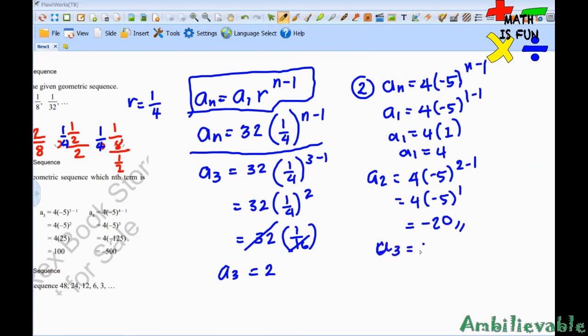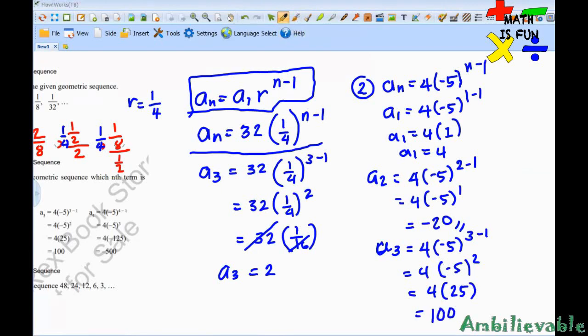a sub 3 is 4 times -5 raised to 3 minus 1. So 4 times -5 raised to 2, so 4 times 25, because any negative number raised to an even number is always positive. So the third number is 100.